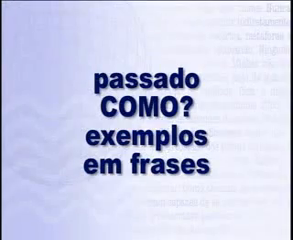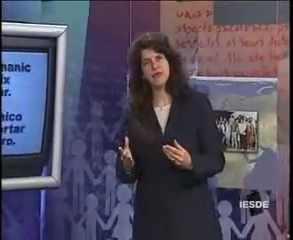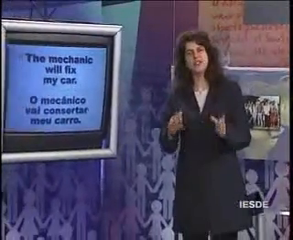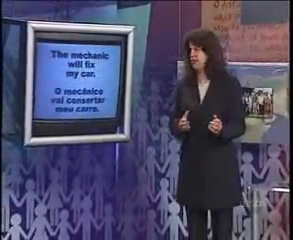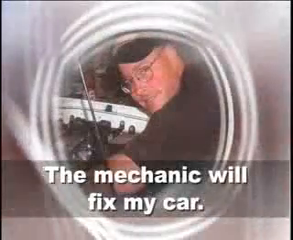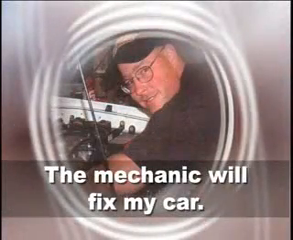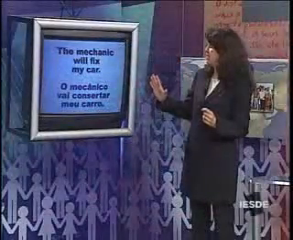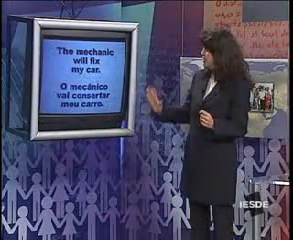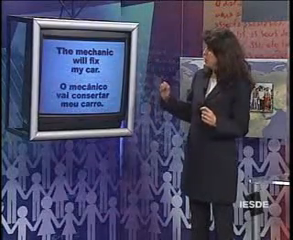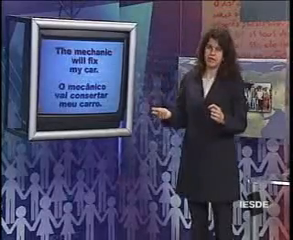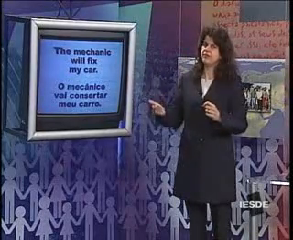Passado como. Exemplos em frases. Vamos ver agora o que nós acabamos de ver isoladamente dentro de frases para ver como fica. The mechanic will fix the car. O mecânico vai consertar o carro. O passado como não está aqui, eu tenho uma ação simplesmente que é fix, consertar, e uma ideia de futuro. Mas se o mecânico vai consertar o carro, como será que o carro vai ficar depois?